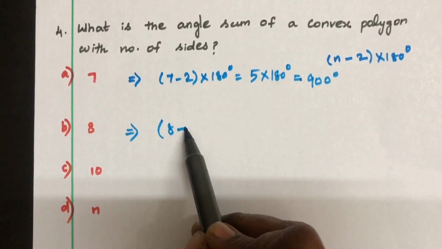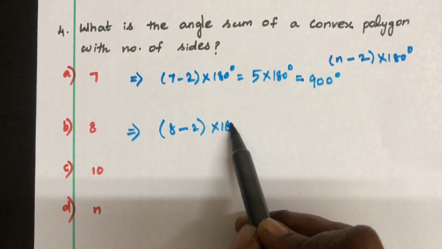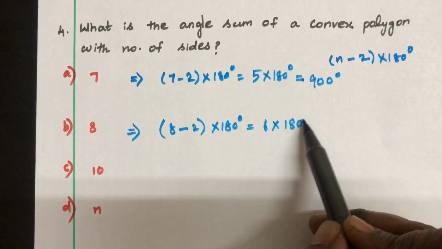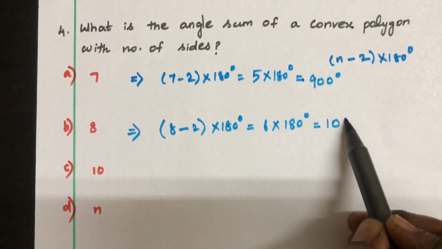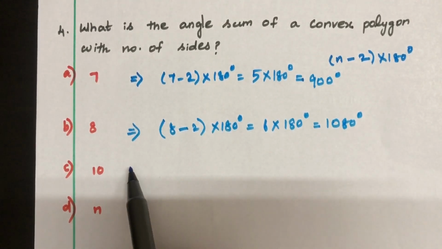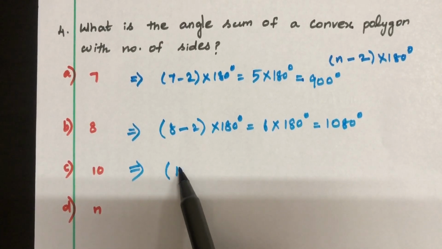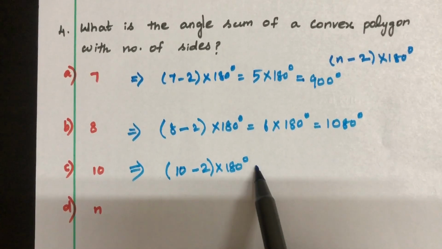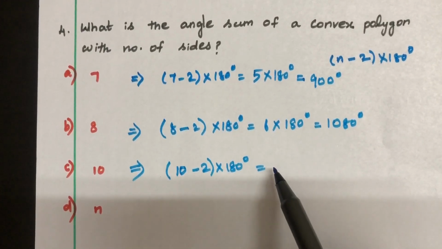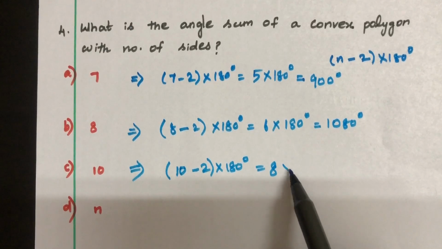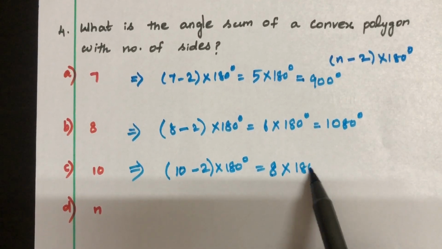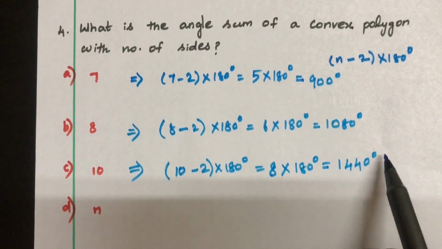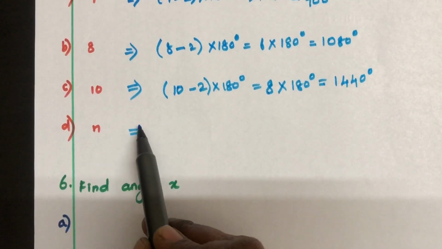So 8 minus 2 into 180 degree, which is equal to 6 into 180 degree. This gives us 1080 degree angle sum. Now decagon, that means 10 sides, 10 minus 2 into 180 degree. See, using 10 sides, we can make 8 triangles. So 8 into 180 degree gives us 1440 degree angle sum.